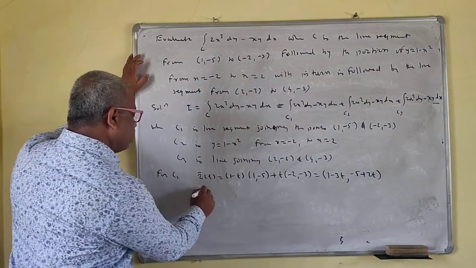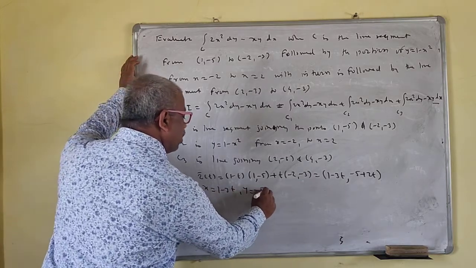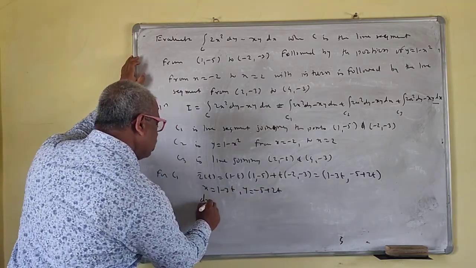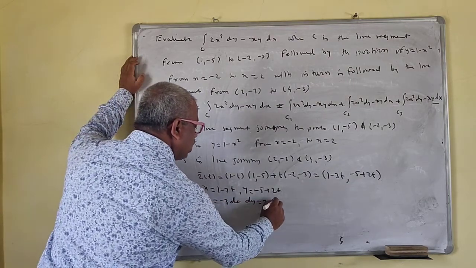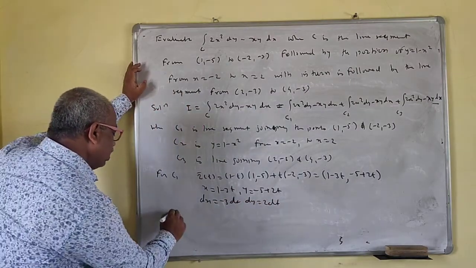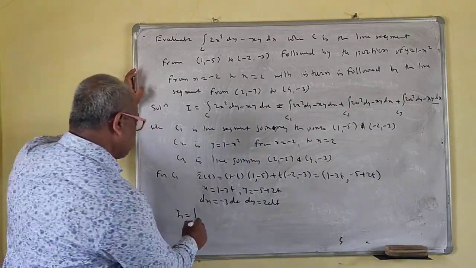Okay, so that means your x is 1 minus 3t. Your y is minus 5 plus 2t. So what is dx? Minus 3 dt. What is dy? 2 dt. Okay, so I1 is equal to the integral over c of twice x square.